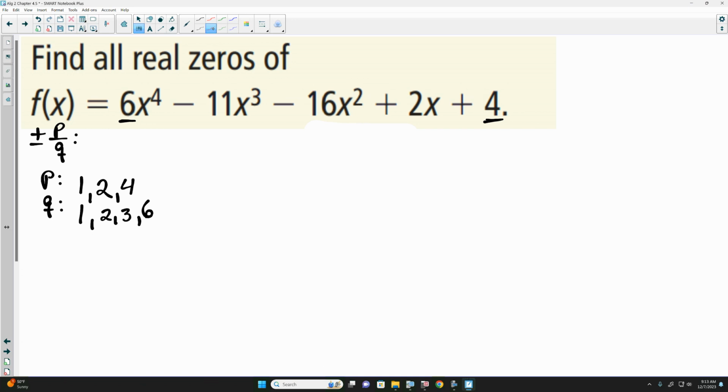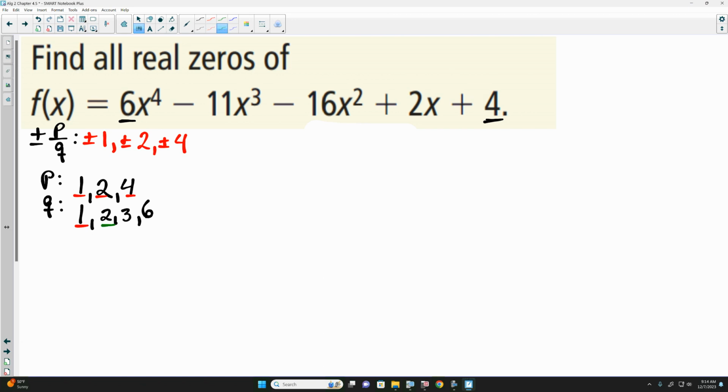Plus or minus p over q. So we're going to take each of the factors of p and divide it by each of the factors of q. Now I normally do this one q value at a time. So we'll have plus or minus our 1 divided by 1 is 1. Plus or minus 2 divided by 1 is 2. And then lastly, plus or minus 4 divided by 1 is 4. With our rational zeros, we will always get plus or minus just the values of p listed every single time, because we're always going to divide it by 1.